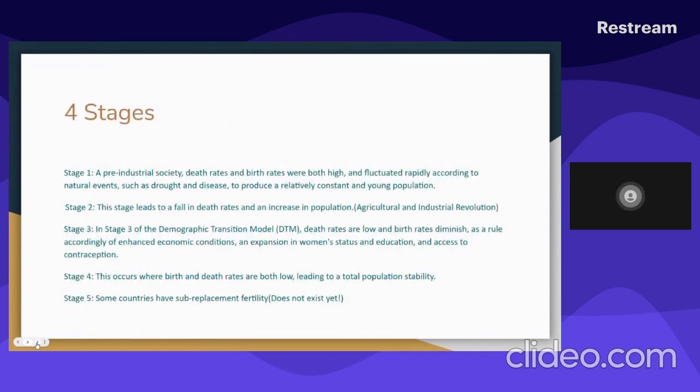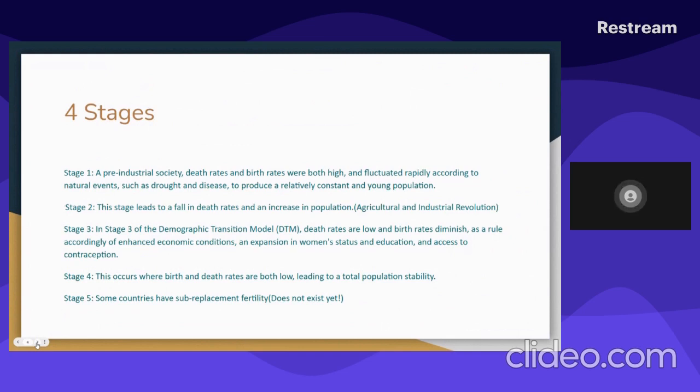There are 4 stages of the demographic transition model. The first stage is a pre-industrial society. Death rates and birth rates are both high and fluctuate rapidly according to natural events such as drought and disease, to produce a relatively constant and young population. There are no countries in stage 1 of the demographic transition model.